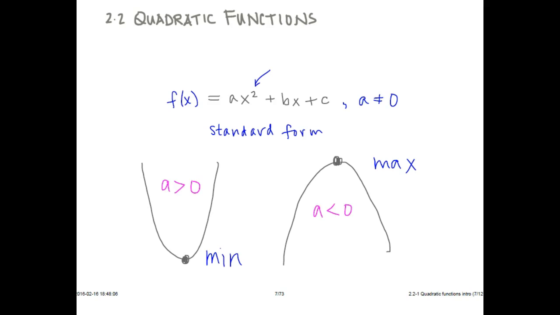And if you think about our transformations, then you will surmise that if the parabola opens up, then that leading coefficient a is greater than 0, and if it opens down, a is less than 0, and vice versa. If a is less than 0, it opens down, etc.